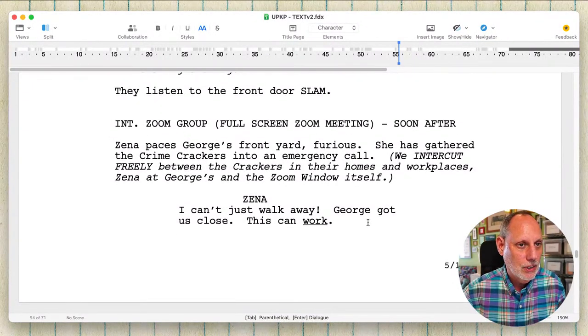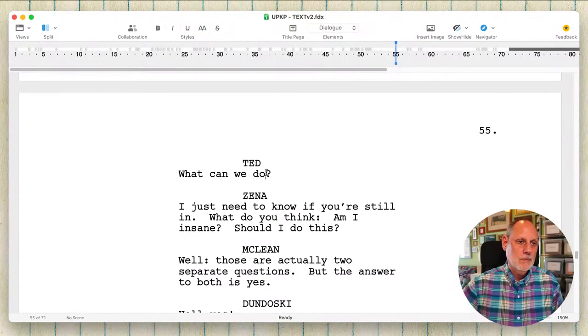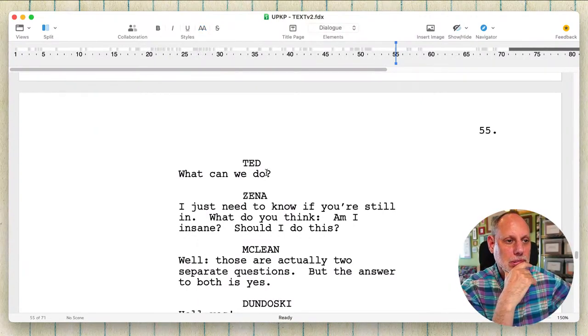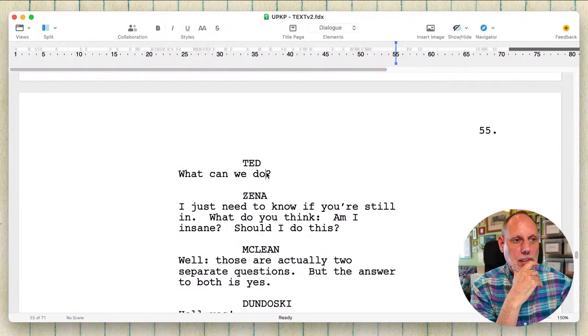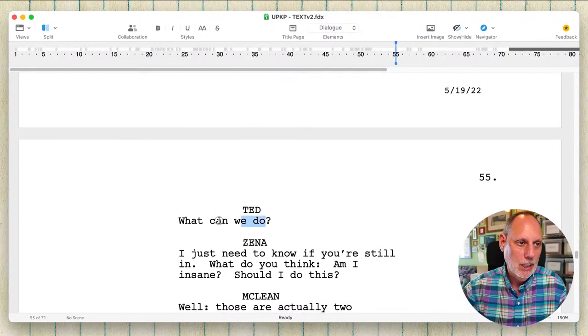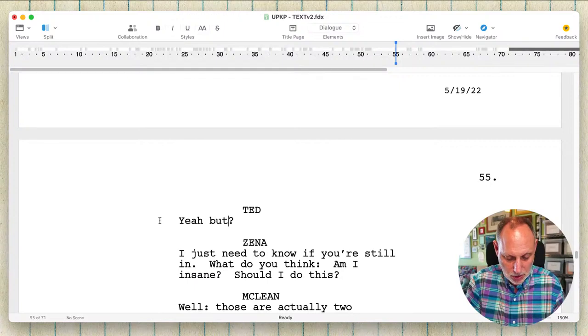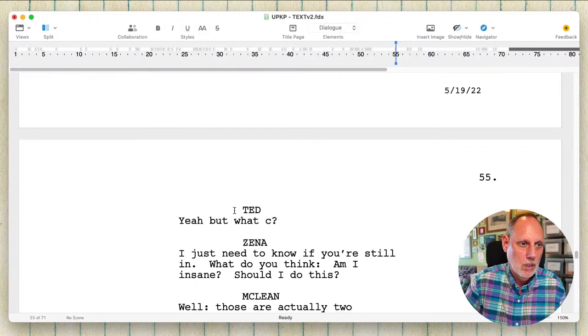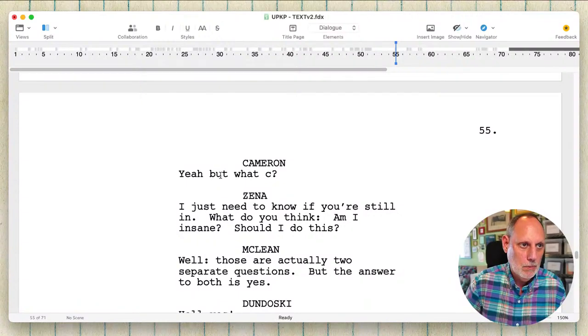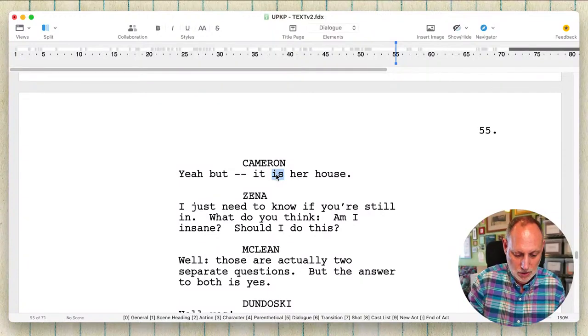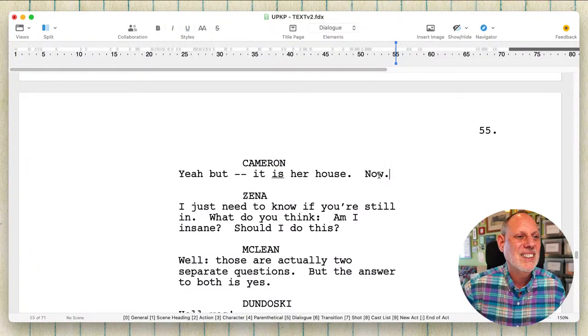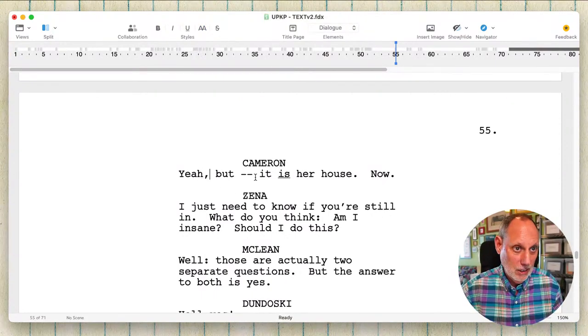So back to this. I can't just walk away. George got us close. This can work. What is Zena planning to do? Yeah, but what can we do? Cameron. Let's do Cameron. But, yeah, it is her house now.